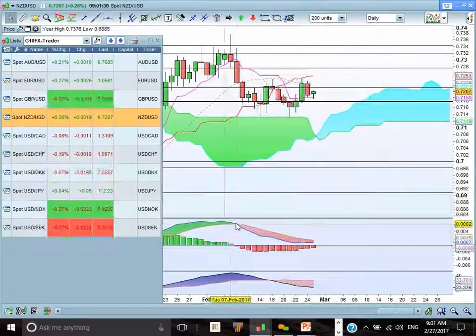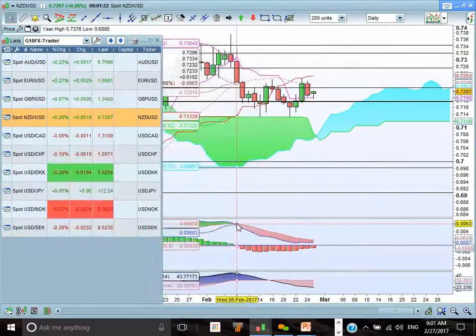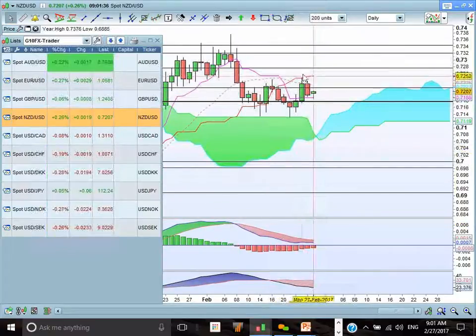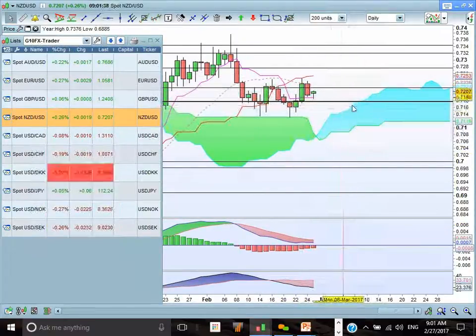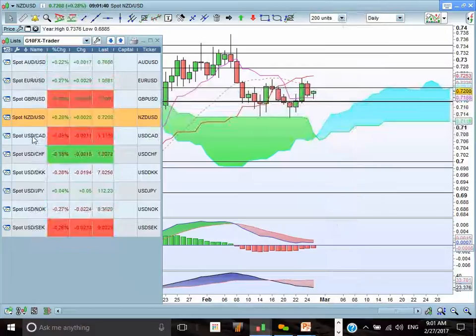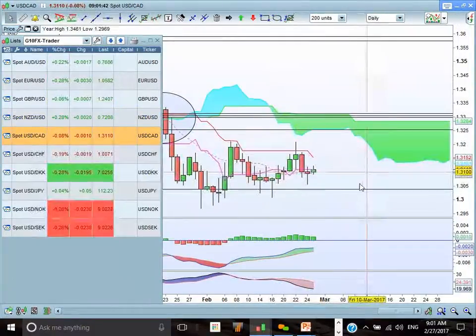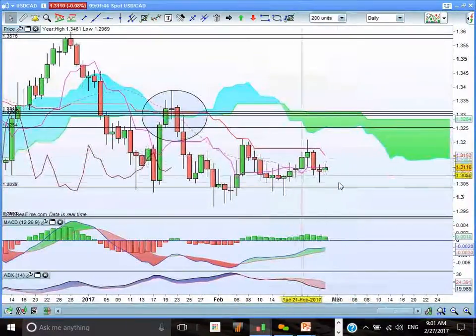We've had a MACD sell, so the net position is short or a sell position with potential support coming in at the top end of the cloud here. So we're watching that very closely. US dollar CAD, trading below the cloud, which is negative.